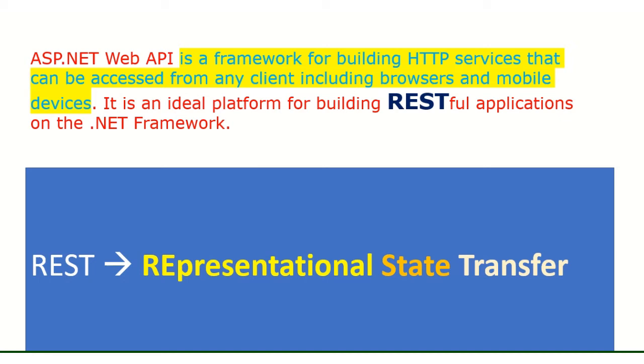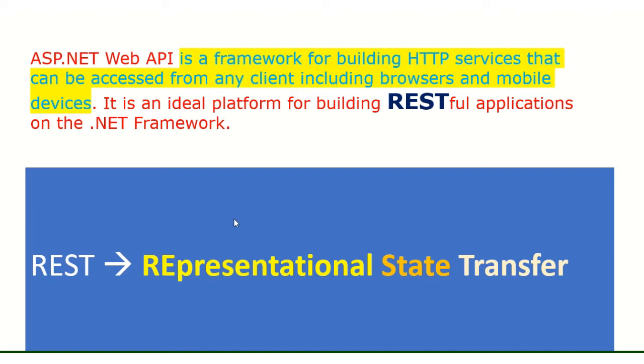Today we are going to discuss Web API, how to create a Web API using ASP.NET technology. If you go to the definition, Web API is a framework for building HTTP services that can be accessed from any client, including browsers like Chrome, Internet Explorer, and any other browsers, then mobile applications, then IoT, Internet of Things. You can get it from Google, what is Internet of Things. And it is an ideal platform for building RESTful services or RESTful applications on the .NET framework.